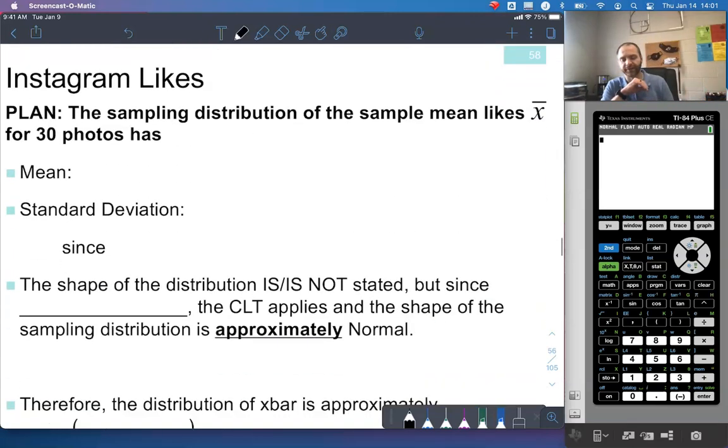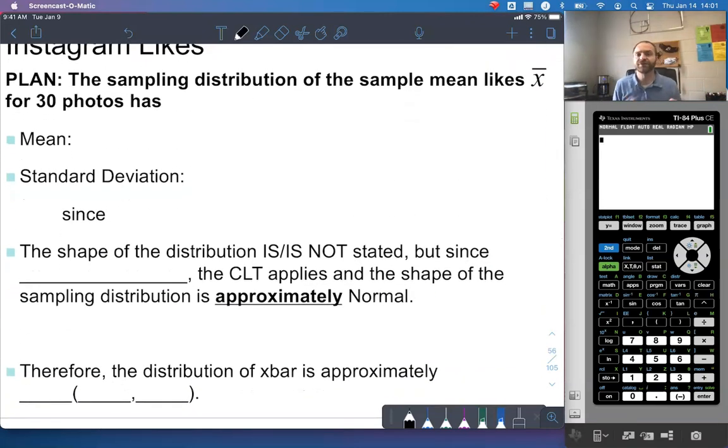So let's look at plan. The sampling distribution of the sample means, x bar, for 30 photos has, and here's where we're going to do all of our calculations. I know my mean, so mu of x bar, the average of the averages, the mean of the sample mean. The mean of the sample mean is going to be equal to your population mean. And in this case, it was 26.2. So there is my center. Shape, center, spread, center, done.